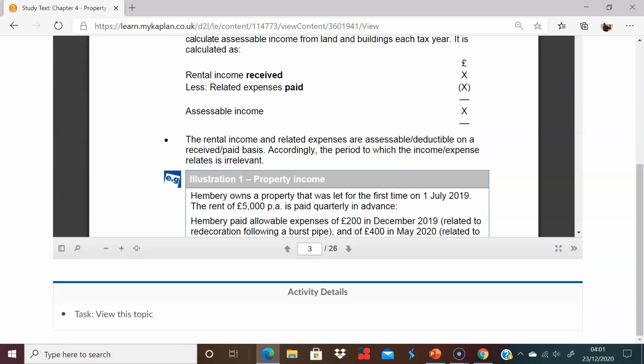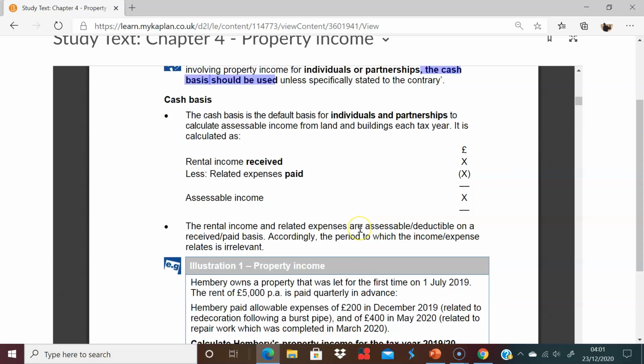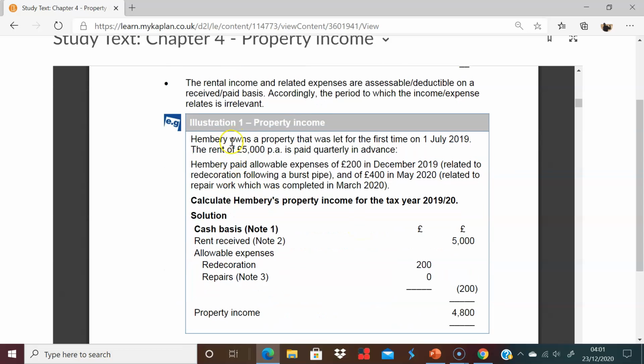Okay, right. So in a way, it makes it slightly easier when coming to think about it and do our work. So here we are, an example. We have this gentleman, or I don't know, person called Hambury, owns a property, let for the first time on the 1st of July 2019. So I'm interested in what happens between the 1st of July 2019 and the 5th of April 2020. And it says the rent paid is 5,000 paid quarterly in advance.